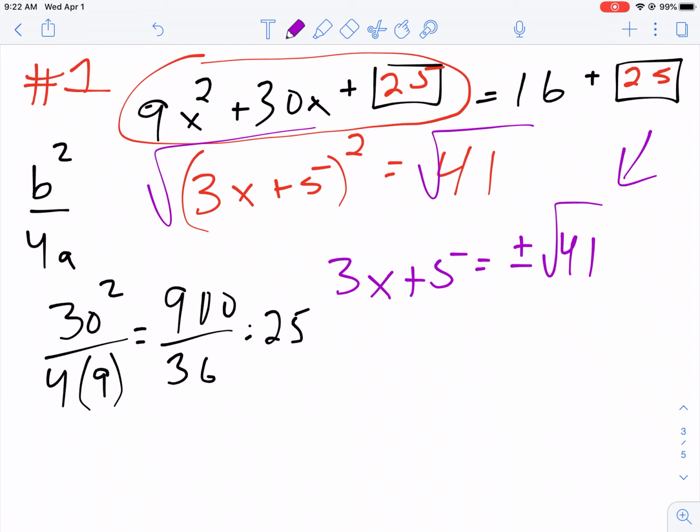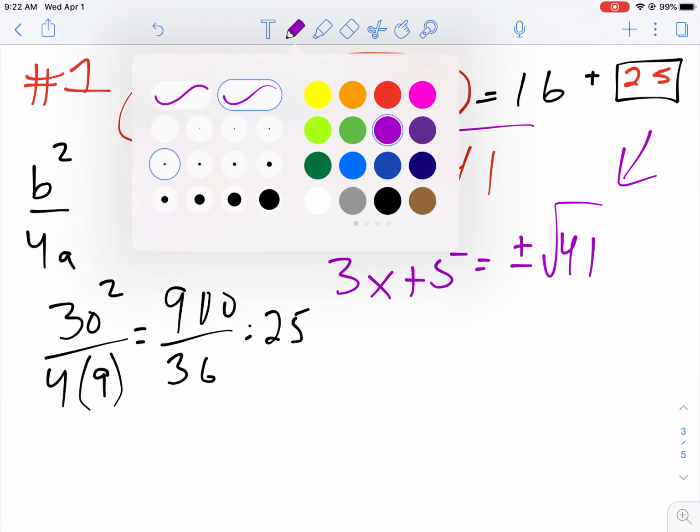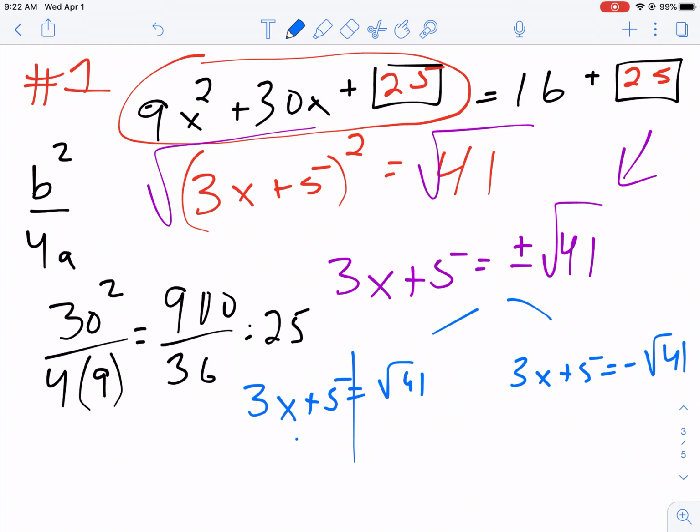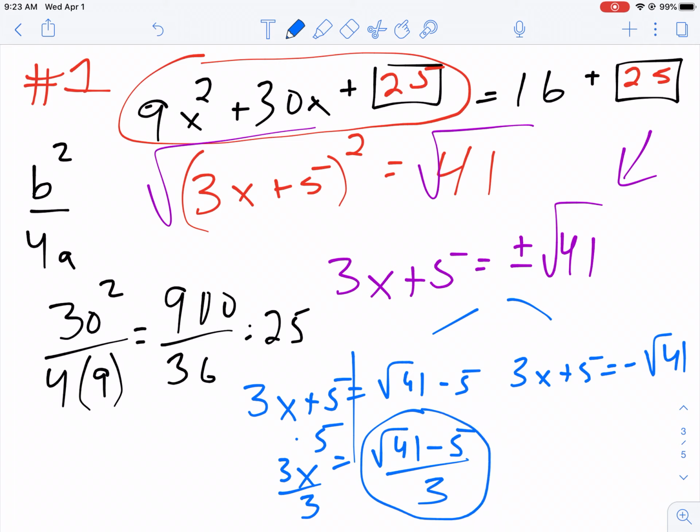We don't really want to deal with decimals, so we're just going to leave it as square root of 41. So when we break this up into two different parts, it's going to be 3x plus 5 equals square root of 41, and 3x plus 5 equals negative square root of 41. So now all we have to do is just solve this like we've been doing. So minus 5 minus 5. So 3x equals square root of 41 minus 5. And then divide by 3, divide by 3. So then we're left with x equals square root of 41 minus 5, divided by 3.